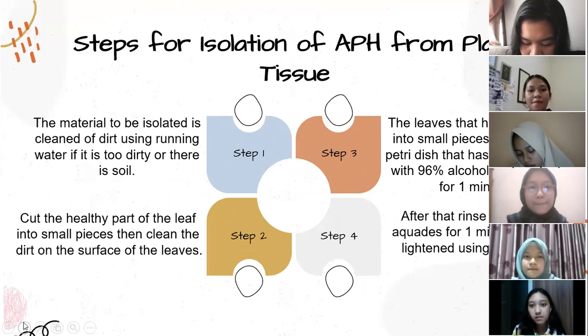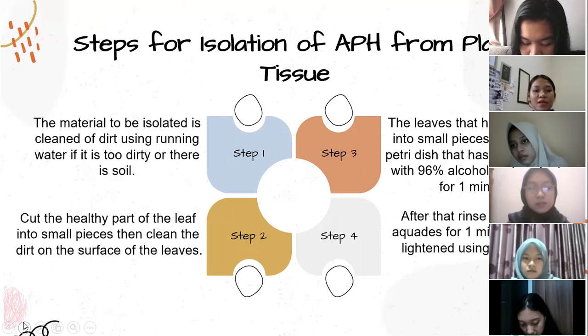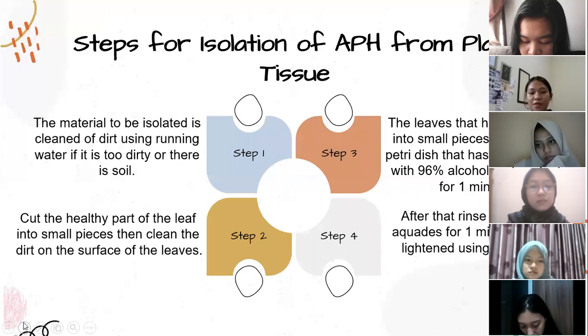And then step 4, isolation of Trichoderma from mango plant tissue. Step 1, the material to be isolated is cleaned of dirt using running water, and then we cut the healthy part of the leaf into small pieces, and then clean the dirt on the surface of the leaves.